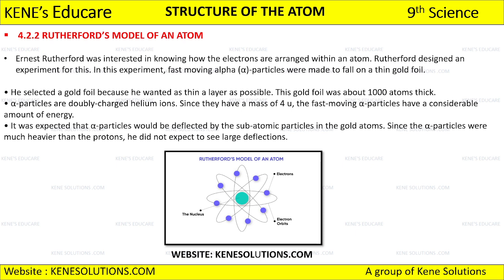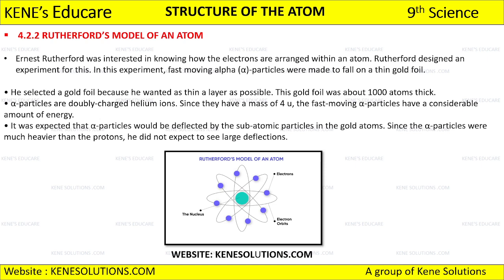Rutherford's full name was Ernest Rutherford. He was interested in knowing how the electrons are arranged within an atom, because Thomson's model revealed electrons, right? Now the question was how exactly these electrons are arranged in an atom. So Rutherford designed an experiment for this, and in this experiment, fast moving alpha particles were made to fall on a thin gold foil.